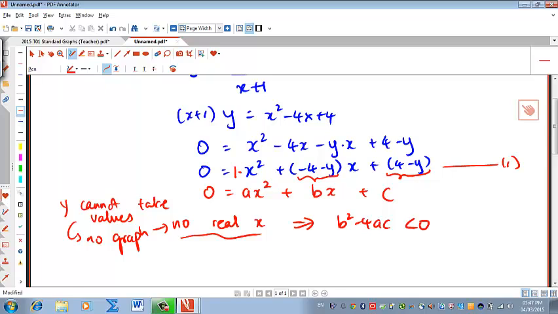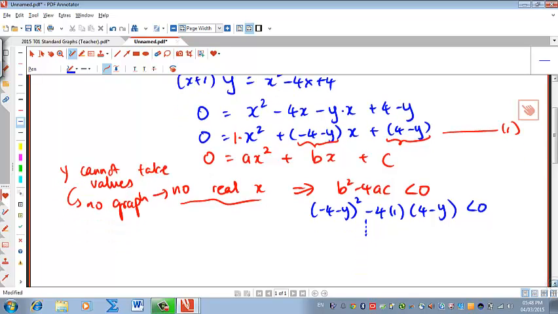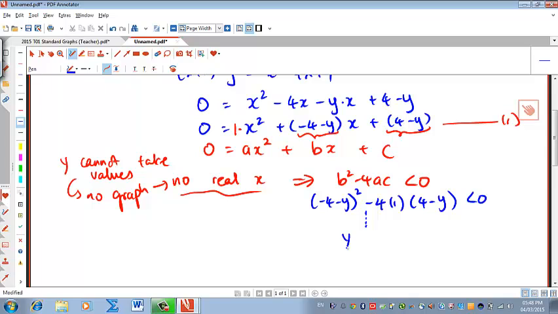So using this concept, we substitute in our b, negative 4 minus y, squared minus 4ac less than 0. When we expand out and simplify, we should be able to get the inequality y squared plus 12y less than 0. From secondary school, you know that you can factorize this.